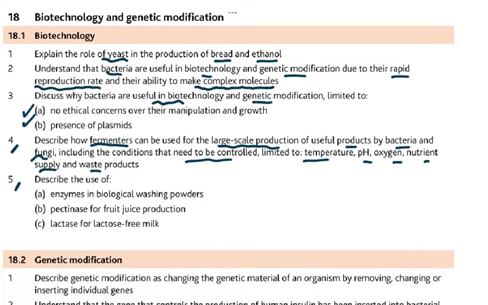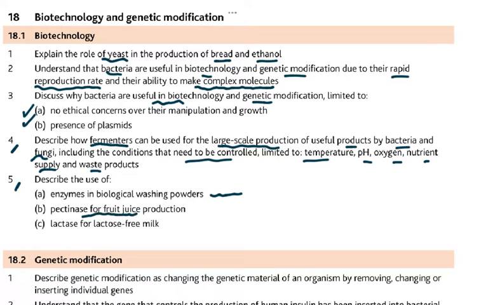Then number 5 is describe the uses of enzymes in biological washing powders. We use enzymes in biological washing powders to remove stains, protein stains. You spilled egg on your shirt. Now why would we have a washing powder? Because egg is albumin, protein. So in order to wash off that stain, we use biological washing powders.